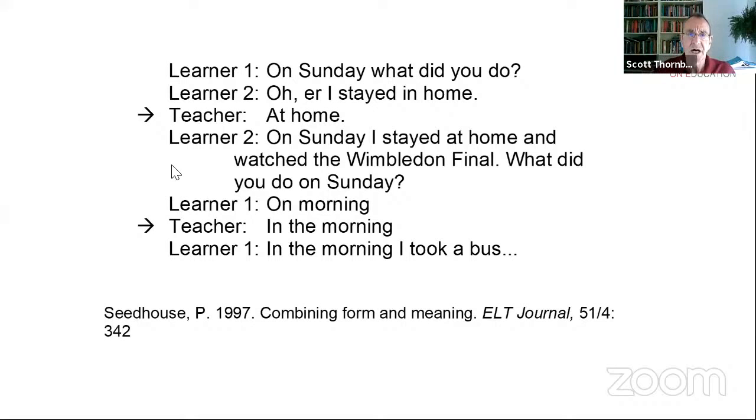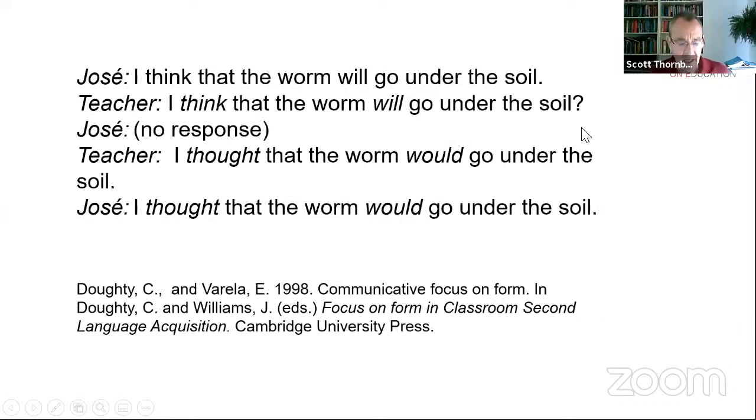The next one comes from a study done of teenage students, high school students in the United States who are Spanish speakers, learning English through the curriculum, yeah, learning English through doing science classes, etc. And here they're doing a presentation, and the teacher has been asked to focus on the past tense. So Jose says, "I think that the worm will go under the soil." The teacher says, "I think that the worm will go under the soil?" So what's she doing? She's trying to prompt a self-correction. Jose says nothing, can't do it. So the teacher then supplies the correct version in the past tense. "I thought that the worm would go under the soil." Jose: "I thought that the worm would go under the soil."